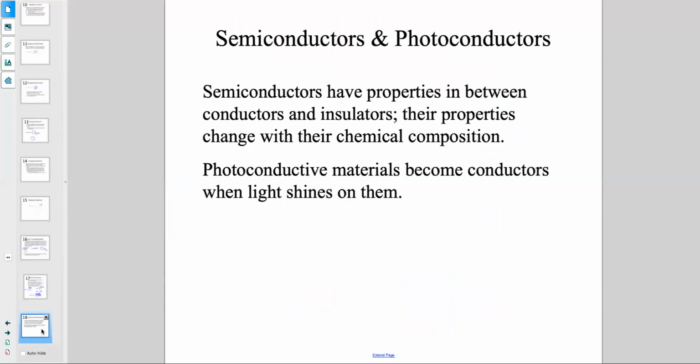Semiconductors and photoconductors. Semiconductors have properties in between conductors and insulators. The properties change with chemical composition and temperature. And photoconductors are materials that become conductors when light shines on them.